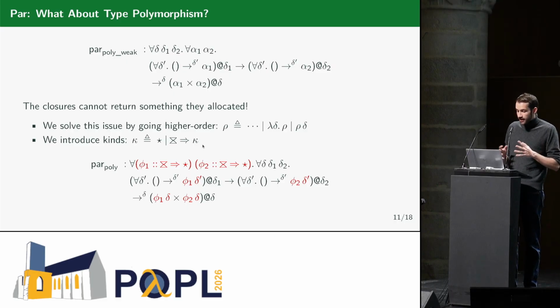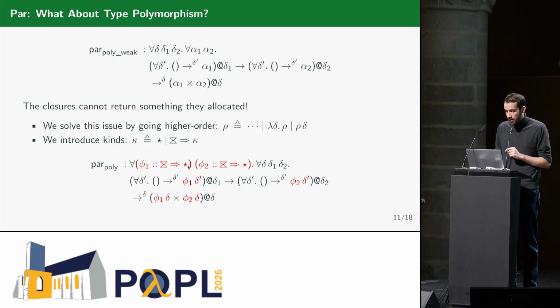And now with that, we can actually write a polymorphic par, that takes two types of kind timestamp to star, and then we can require the two functions to give here a phi 1 of delta prime and then a phi 2 of delta prime, and in the return type, we just replace delta prime with delta. So we really replace every occurrence of the timestamp of the child by the timestamp of the parent.